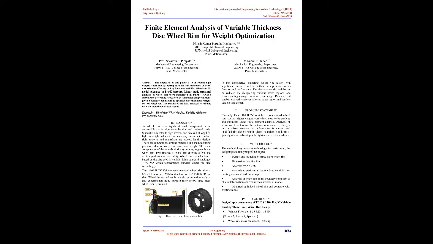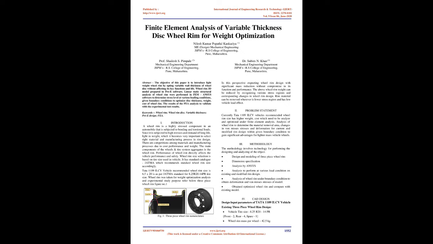The main component of the wheel and tire system aggregates is the wheel rim. Performance of the wheel rim directly affects vehicle performance and safety. Wheel rim size selection is based on the tire size used in the vehicle. It has a standard catalog, JOTMA, which recommends standard wheel rim size accordingly. The TATA 1109 ILCV vehicle recommended wheel rim size is 6.5 x 20, as per JOTMA's standard for 8.25 R20-14 PR tire size. The wheel rim was taken for weight optimization analysis and experimental study purpose.